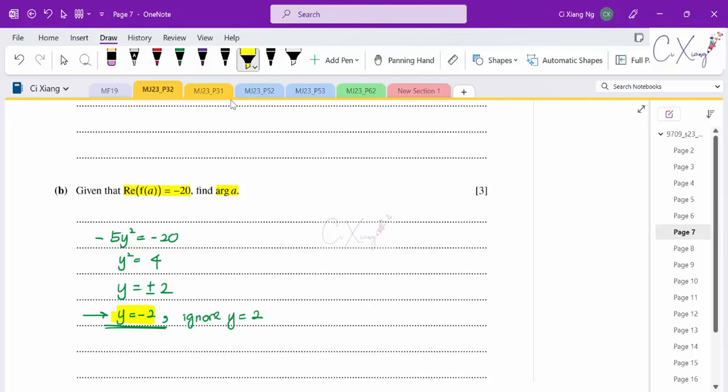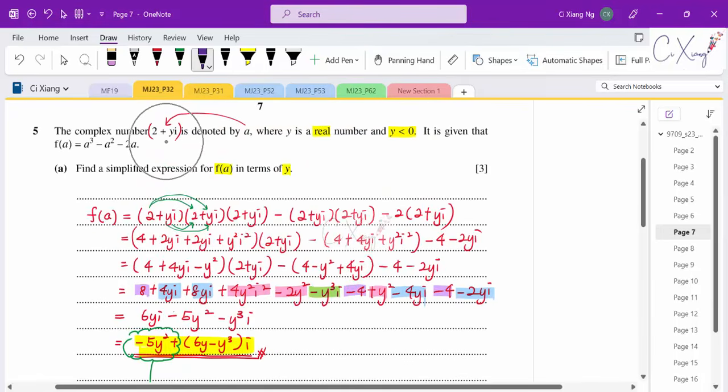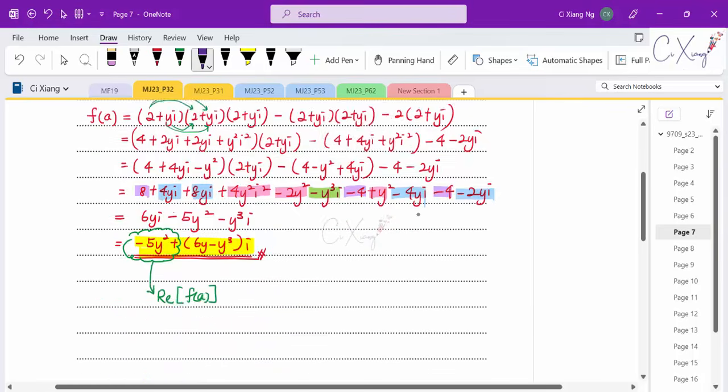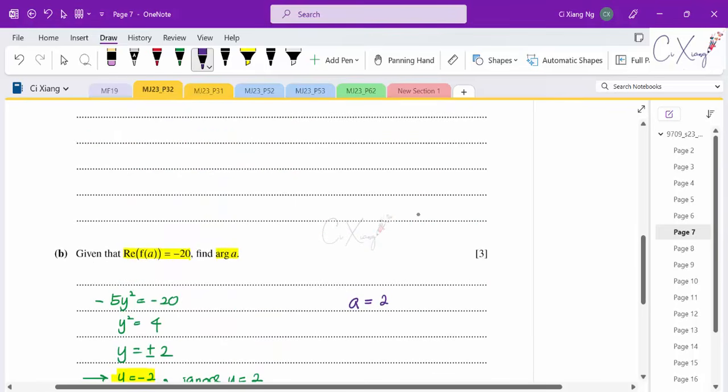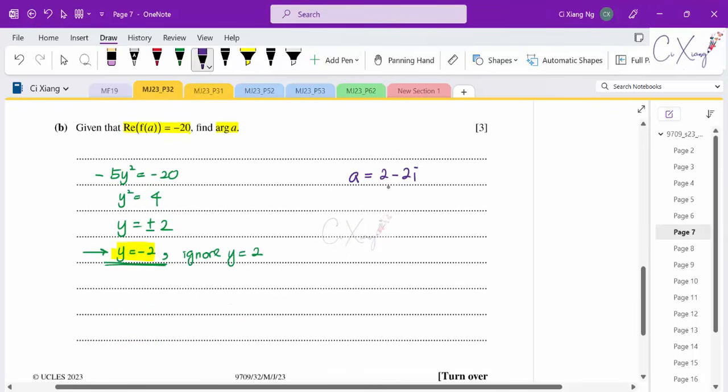And this is not the end yet. We need to find out the argument of a. So after we know y is equal to negative 2, I want to know what my complex number a is now. So again, go back to the question. Complex number a is 2 plus yi. So I'm having 2 plus yi, meaning 2 minus 2i. So my complex number a is 2 minus 2i.